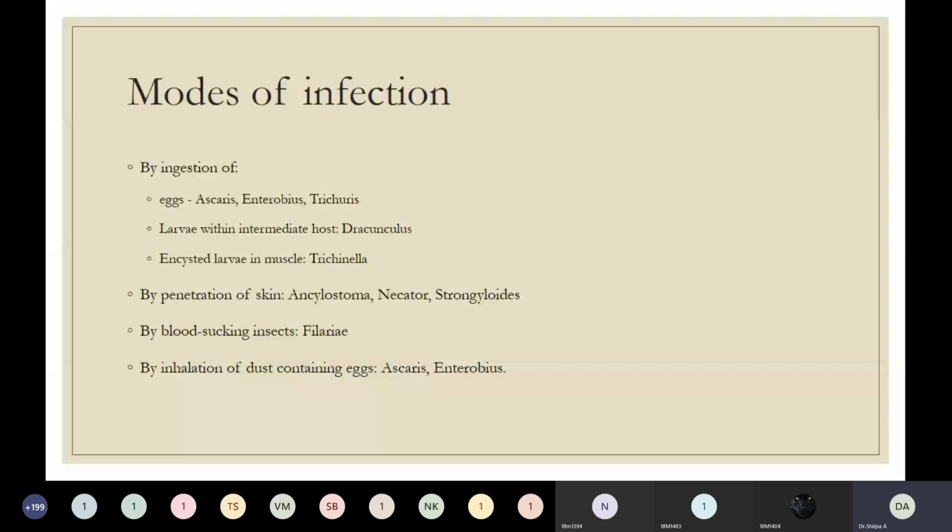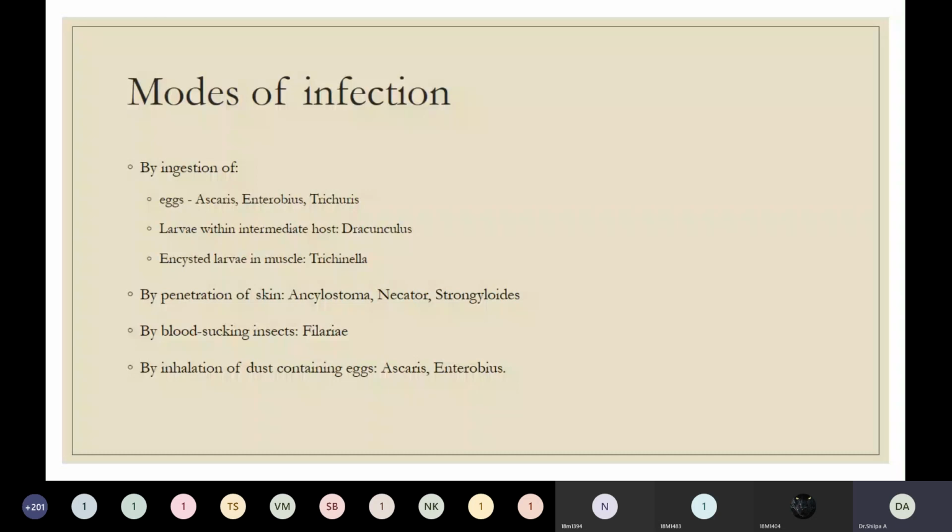Then encysted larva in the muscles. In case of Trichinella, the adult worms are going to stay in the skeletal muscles. When the man ingests this undercooked meat, then he gets Trichinella infection. So each of these will be dealt with in your class separately under each nematode. It is just the broad categorization.